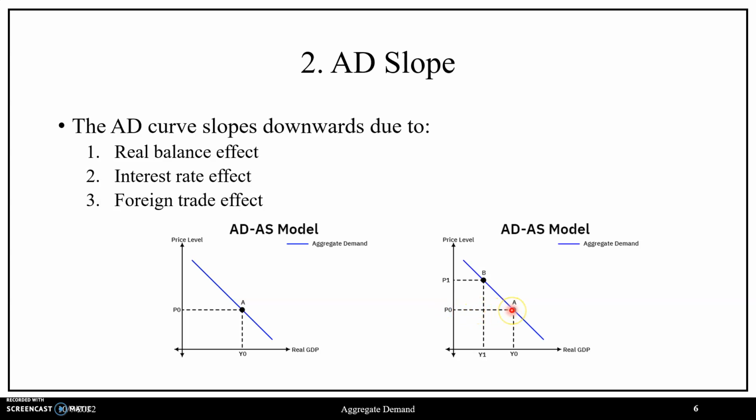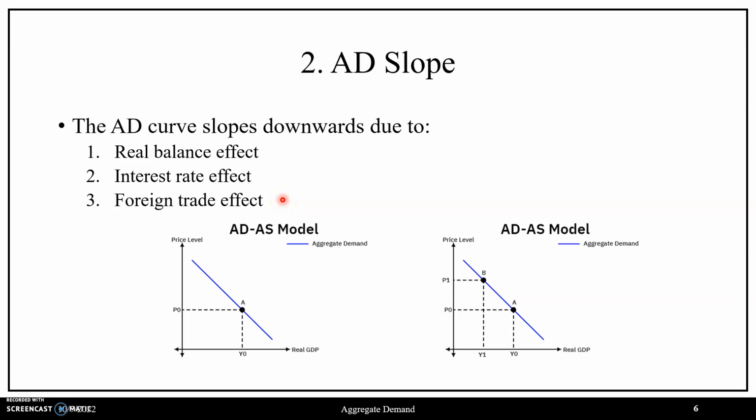When this happens, this corresponds to a reduction in quantity demanded with respect to domestic real GDP in our economy, corresponding to movement from Y0 to Y1, which leads back to point B. Once again, going from point A to point B, the price level increased, which was met with a decrease in quantity demanded with respect to real GDP, or in other words, there's a negative relationship between the price level and quantity demanded with respect to real GDP. So the real balance, interest rate, and foreign trade effects are why the aggregate demand curve slopes downwards.